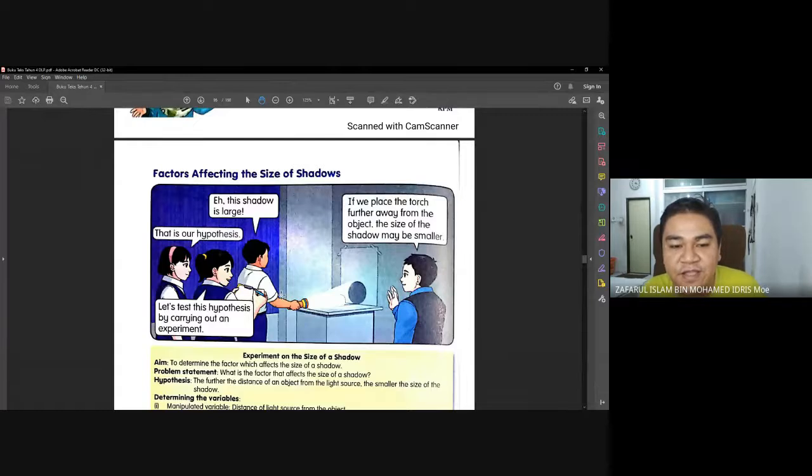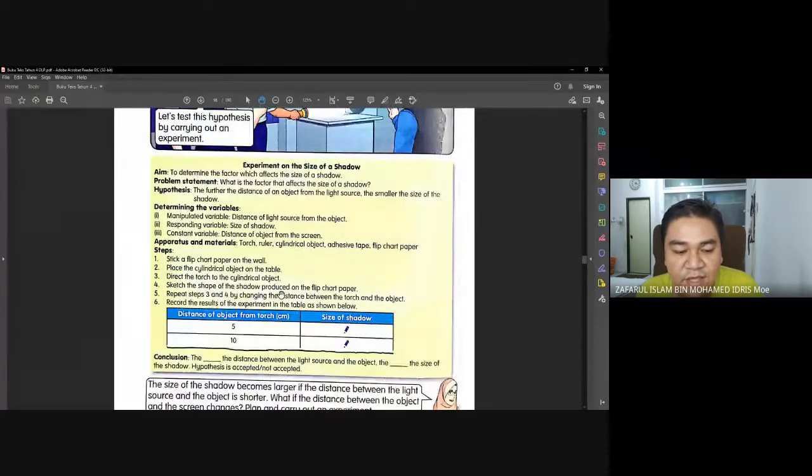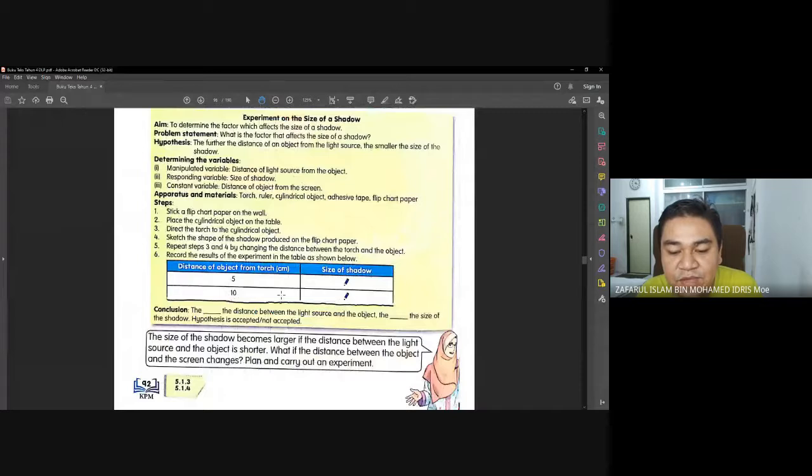Factor that affecting the size of a shadow. Okay. What are the factor? The first one is the distance between the light. If the distance between the light source and the object is shorter, then the shadow will become larger. If the distance between the light source and the object is longer, so the shadow will become smaller.